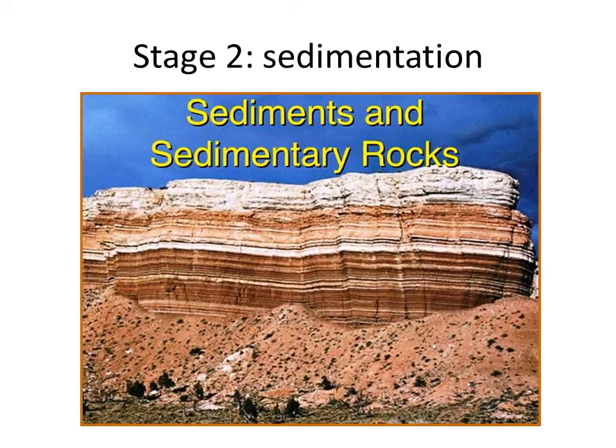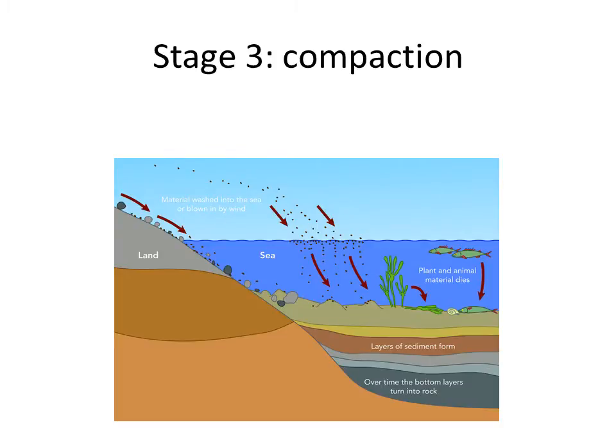And if we skip ahead to the end product, we see these amazing layers forming, all different colours, and they are real layers, they're very much in line with each other, and this is the end product of the sedimentary rock cycle, i.e. a sedimentary rock. The third stage of the sedimentary rock cycle is the stage known as compaction.